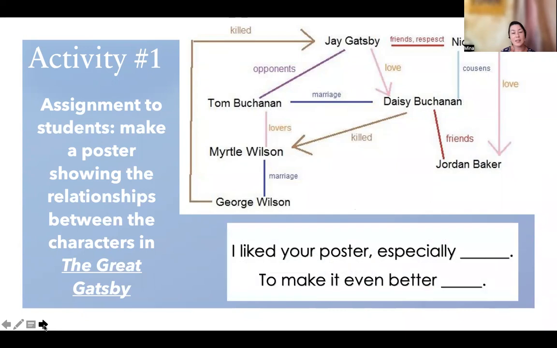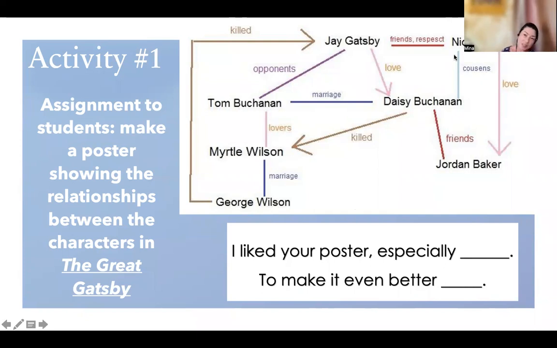And then this is the peer feedback here. So let's imagine I've put this up on the board as kind of a sentence stem, and students have to complete this sentence, and then they need to tell the person whose poster it is, or maybe I have them fill out this piece of paper. I liked your poster, especially, and they have to identify something specific that they liked about it, and then a suggestion to make it even better. What should they do? So I'm going to ask you to fill out this little slip in the chat.